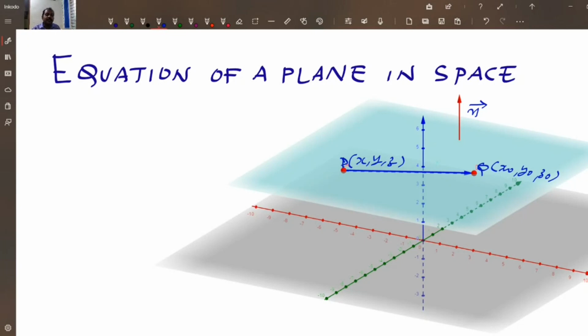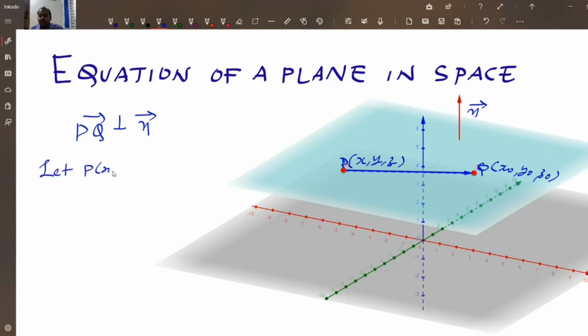The set of all points which are orthogonal to this vector and passing through x naught, y naught, z naught will satisfy the equation of the plane. So you have the vector PQ is perpendicular to the vector n.